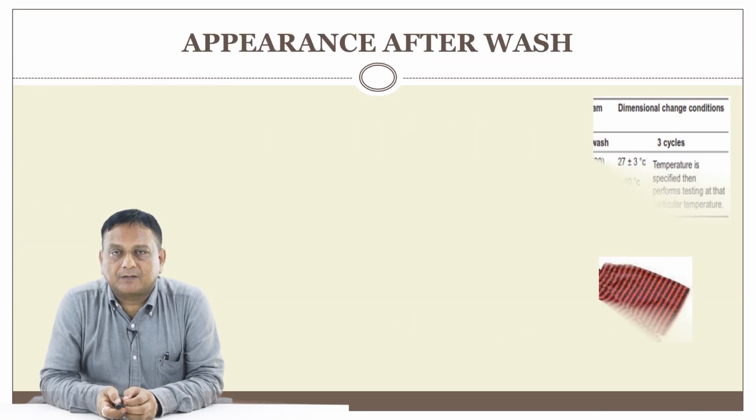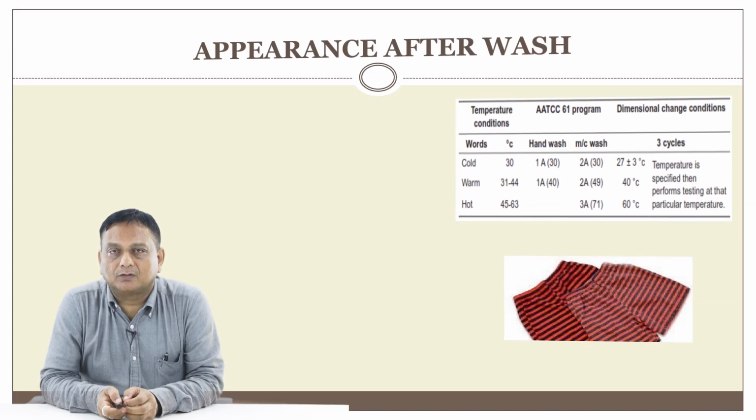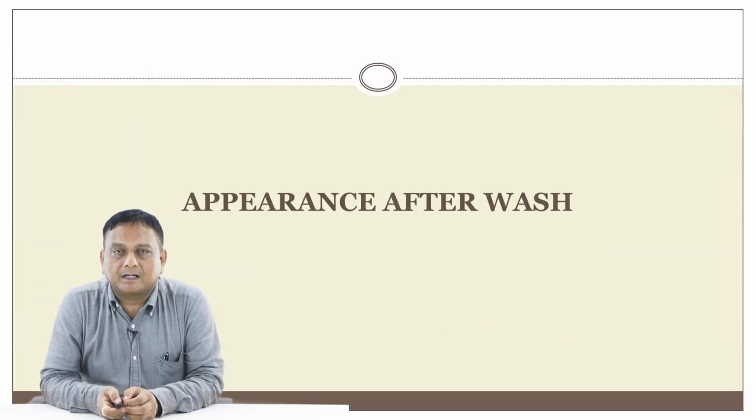So appearance after wash is a very important part, and what temperature we will use, whether it is a cool temperature, a warm temperature or a hot temperature. Those are the different steps to be followed for the garment, and only then can we arrive at the conditions where the appearance after wash is correct. Now in the figure you can see that there is a color loss in the garment, so this is not acceptable at all. So you have to go for a less harsh treatment.